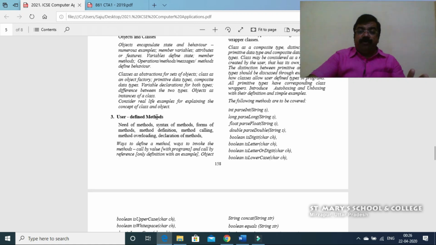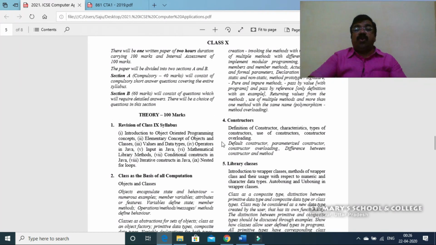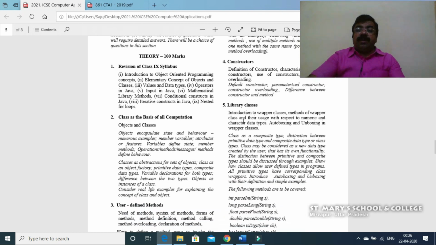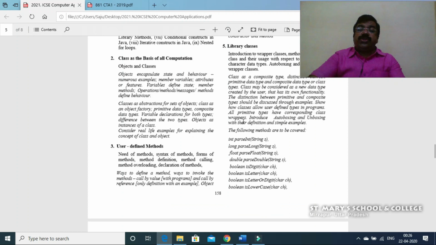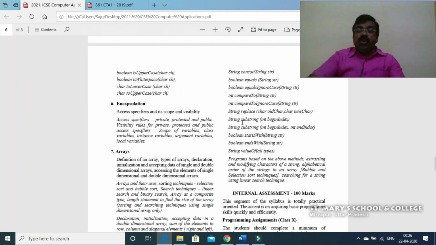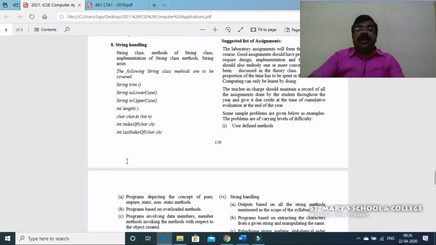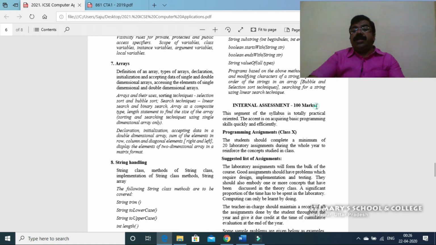We have the third topic, user-defined functions. Once the user-defined methods are over, we will proceed to the constructors. These two chapters are interrelated. Then library classes, a list of functions are given there. Its usage we have to study. Then arrays, single dimensional arrays as well as double dimensional arrays. Then string handling. After that we can see the internal assessment is given, which is of 100 marks.